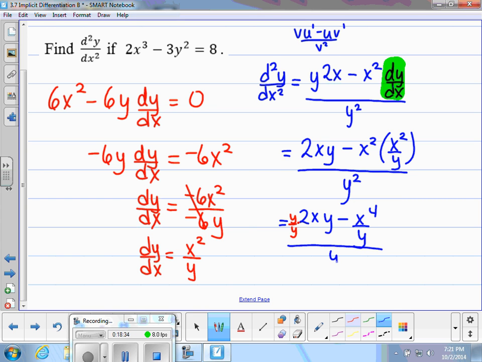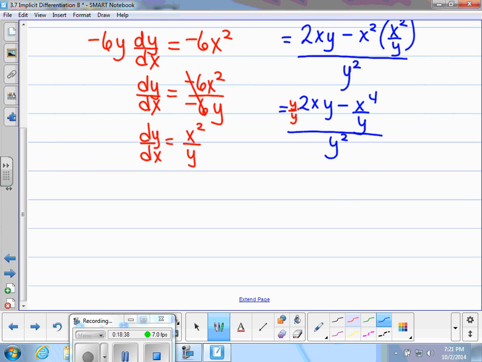Let me go ahead and write the bottom before I forget. Okay, so, right, basics of fractions. This is just basic. So I get 2xy squared over y, and then minus x to the 4th over y, so I can just write the y one time. Now this is still just the numerator, and then all of this is above y squared.